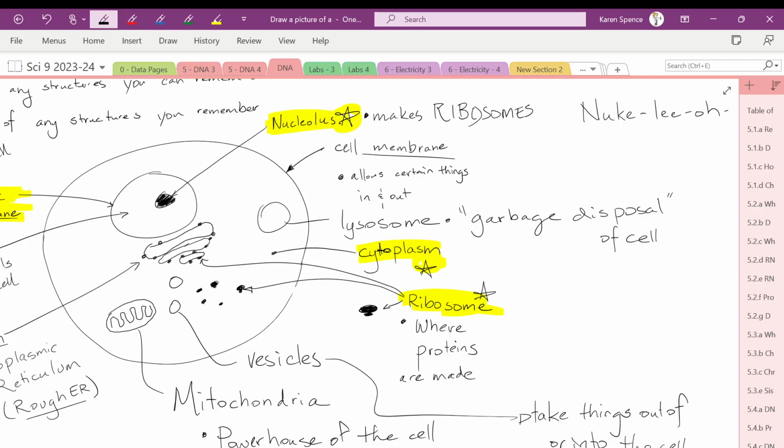Yes? Cytoplasm. Yes. Okay, cytoplasm we actually have. And what is the cytoplasm? It's just the stuff inside the cell. It's actually really full. It's kind of a gel almost. It's like a liquid gel, but there's all kinds of things in it.